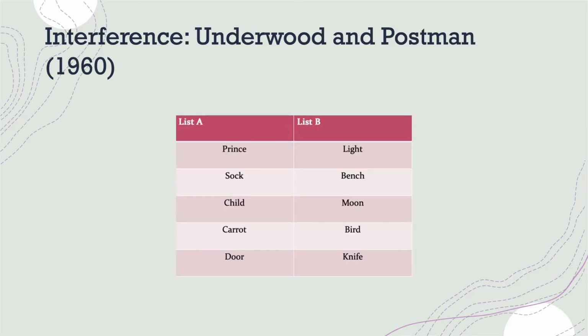We're going to do a little test now, and it's very, very similar to what Underwood and Postman did to test retroactive and proactive interference. So I'm going to give you 20 seconds to memorise all of these words. So there's 10 words, and I'll count you down, and I want you to start memorising them now.